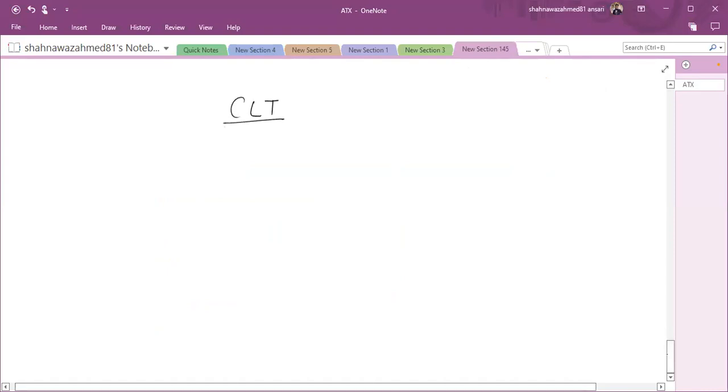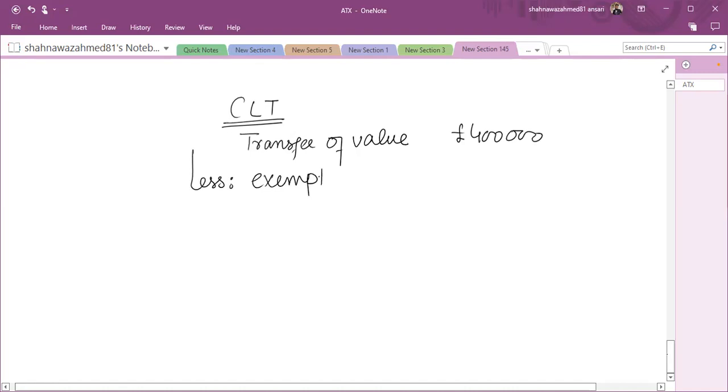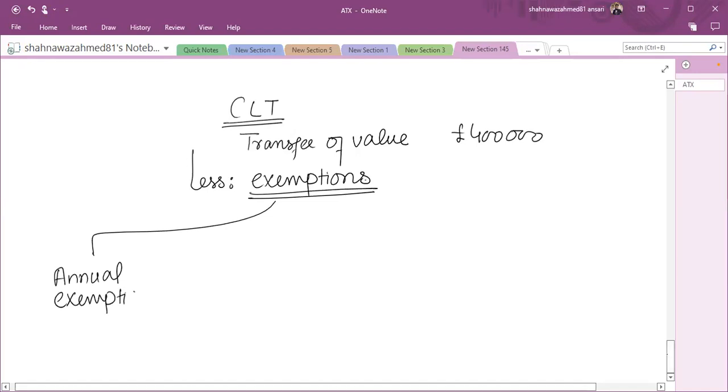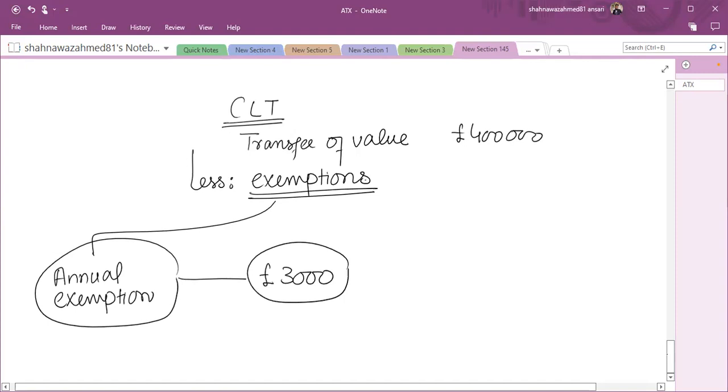Now suppose, let me give you an example. Suppose we have a CLT and we have a transfer of value. Suppose it is 400,000. And now we need to deduct the exemptions. Now we need to learn how many exemptions we have. Let me just give you an idea of the first kind of exemption, which is called annual exemption. Today, I'm not teaching you inheritance tax. I'm just giving you an idea about inheritance tax. So every year we have an annual exemption of how much? £3,000. This is the annual exemption every year.